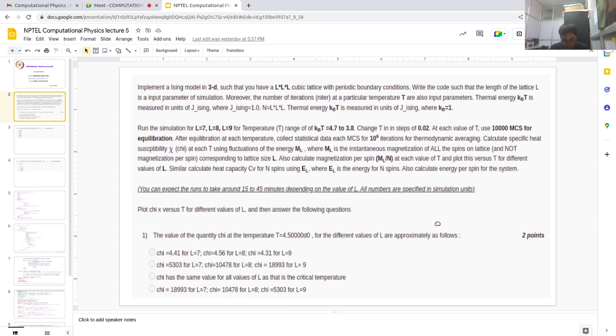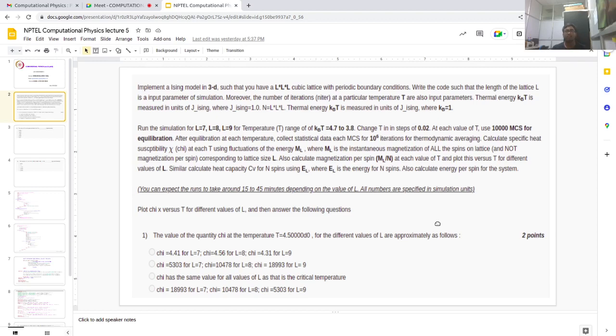As we saw in the last class, when we took random numbers to assign the values to the spins, it takes some time to achieve the equilibrium value. But if we have all the spins up or all spins down, then it will achieve equilibrium shortly. After equilibrium, at each temperature, collect statistical data at each MCS for 10 to the power 6 iterations for thermodynamic averaging.